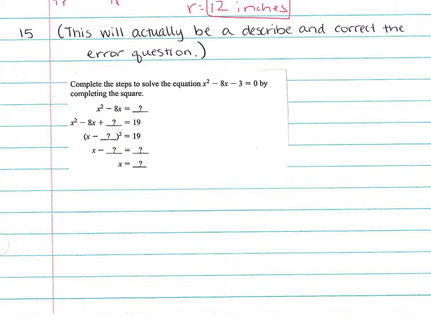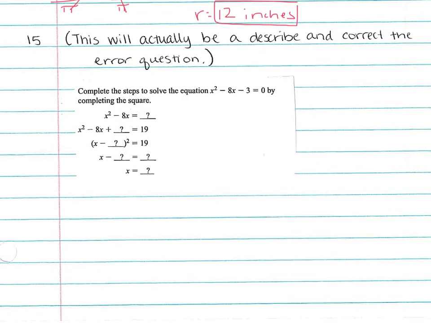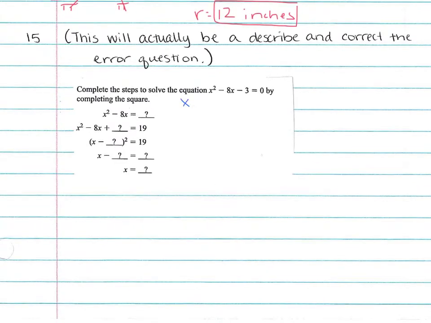The first thing you want to do in completing the square is you actually want to get the c by itself on the right side. So we'll have x squared minus 8x equals a positive 3, because that negative 3 moved to the other side becomes a positive 3.